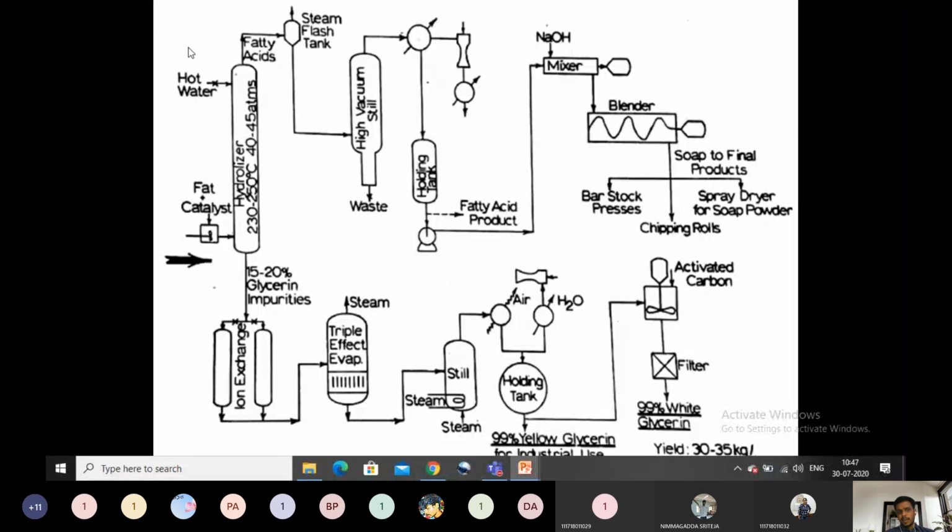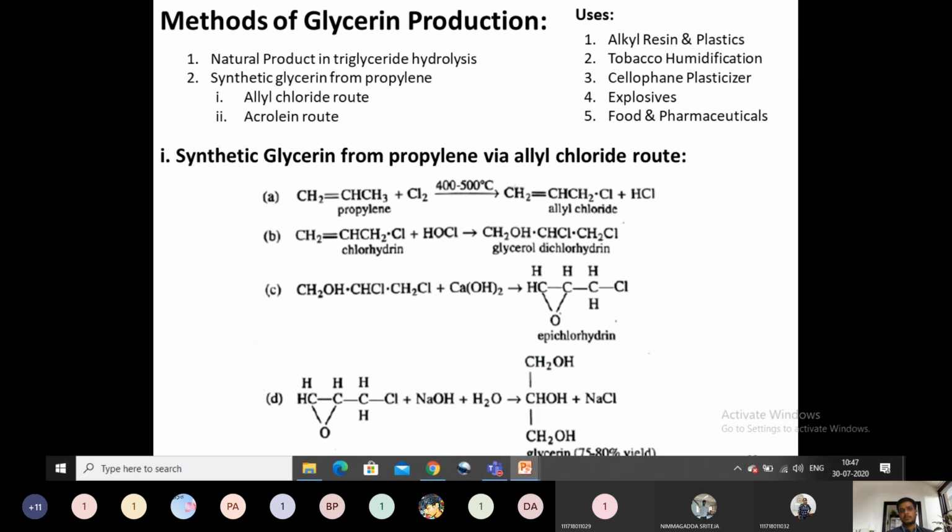Up to here is the fat splitting process. From here to here is the saponification process. And this bottom flow sheet is nothing but the glycerin production process. Next, we will see what the glycerin production process is.